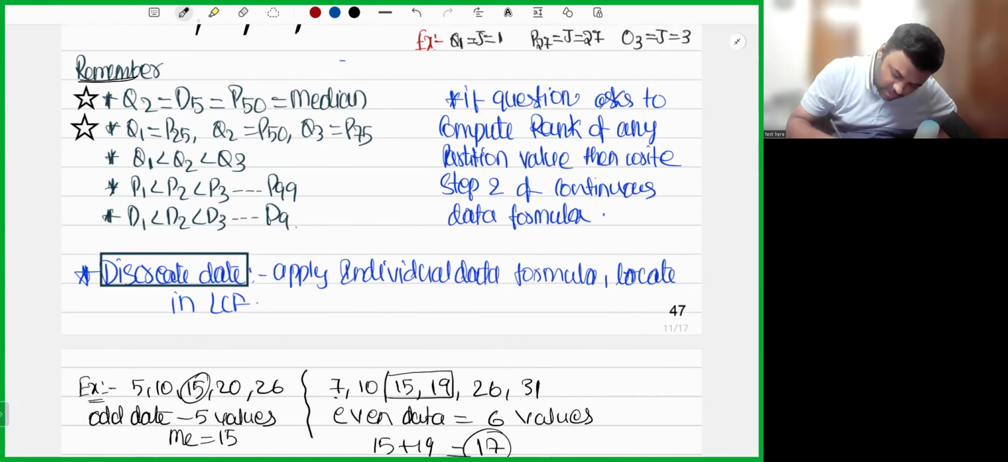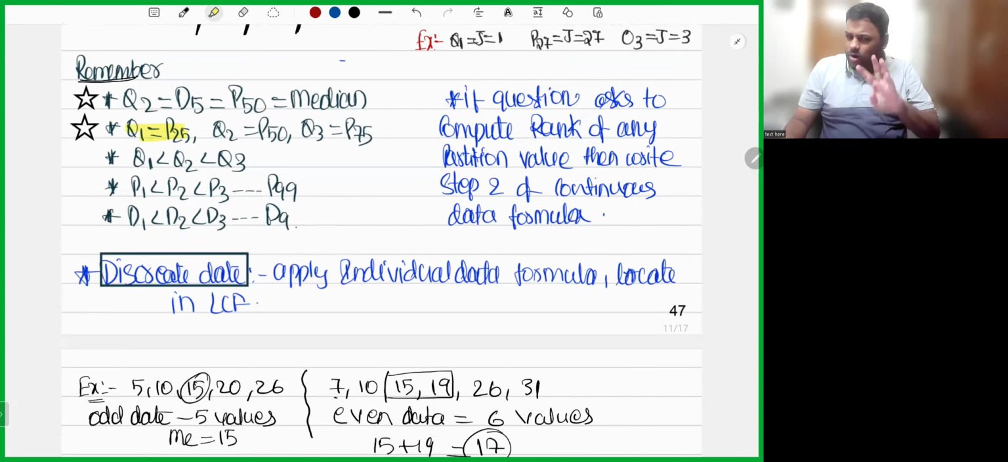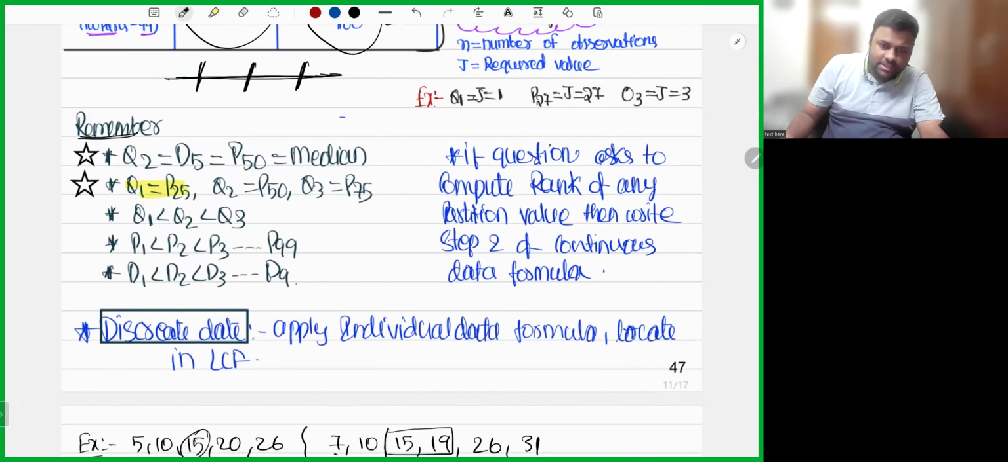In the same way, quartile 1 will be equal to percentile 25, because quartile divides the data into 4 parts, right? If I say the whole data is 100%, then what will each part be? Obviously, sir, 25% will be each part. So each quartile covers 25% of the data. That is the reason quartile 1 and P25 will remain the same.